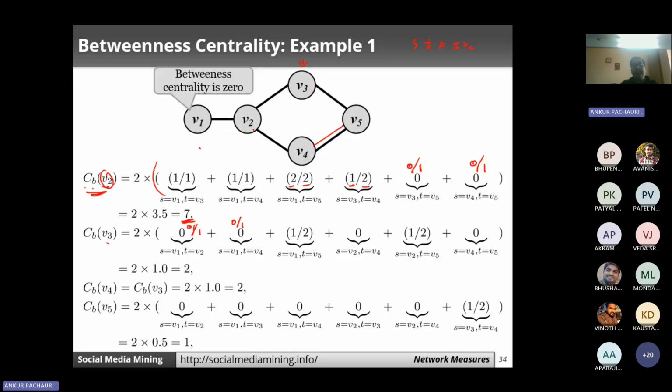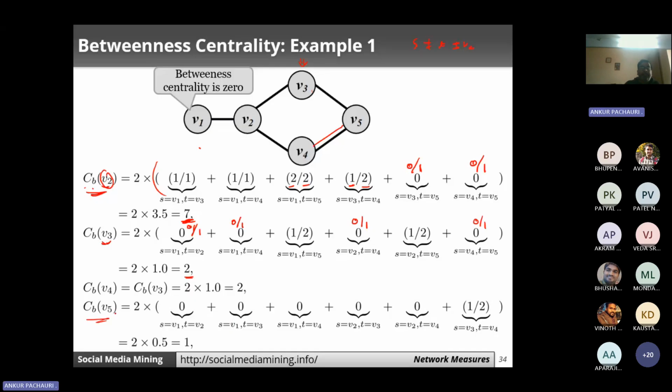Then V2 to V4, there exists only 1. Then V2 to V5, there exist 2, and one of them passes through V3. So that's why it is 1 by 2. And then V4 to V5. How many? 1. So again, 0 by 1. So 0, 0, 0.5, 0.5, 1. 1 into 2 will be 2. So betweenness centrality for node number V3 will be 2.